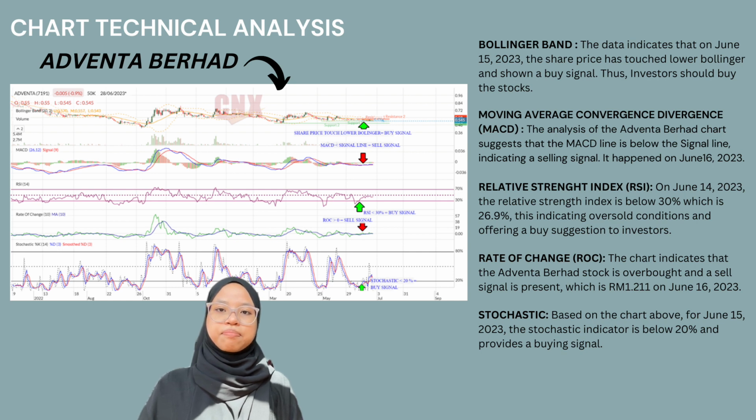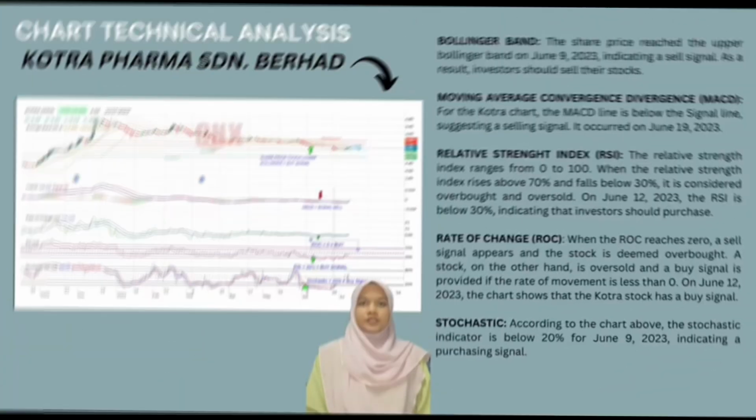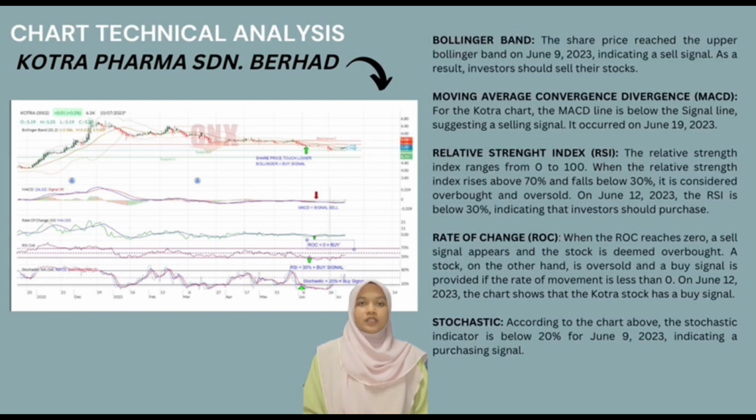Lastly, stochastic. Based on the chart above, for 15 June 2023, the stochastic indicator is below 20% and provides a buying signal. Based on the chart above, for the Bollinger Band, the share price reached the upper Bollinger Band on June 9, 2023, indicating a sell signal. As a result, investors should sell their stock.